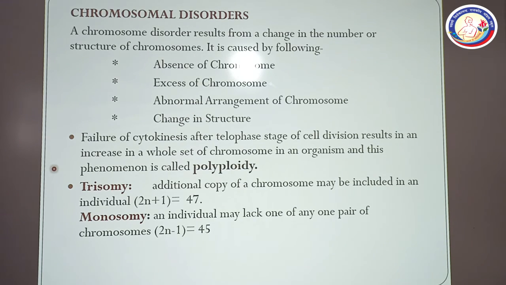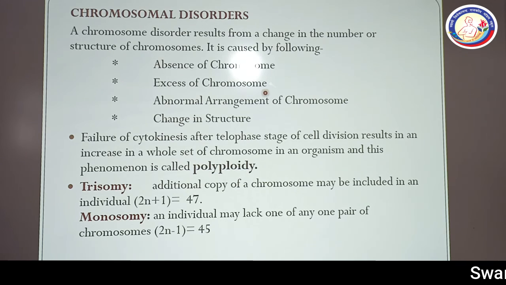Now come to the next, chromosomal disorders. What are the chromosomal disorders? A chromosome disorder results from a change in the number or structure of chromosomes. What are the basic reasons of chromosomal disorders? First, absence of chromosome. Suppose any chromosome has disappeared, then it will cause a chromosomal disorder. Excess of chromosome, if any chromosome is repeated. Abnormal arrangement of the chromosome and change in the structure of the chromosome.